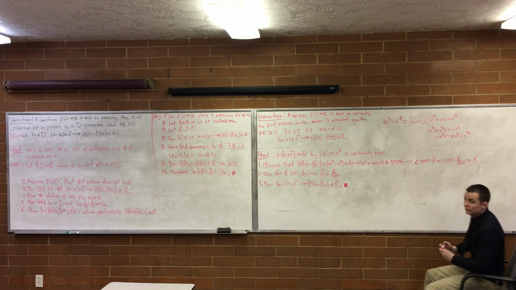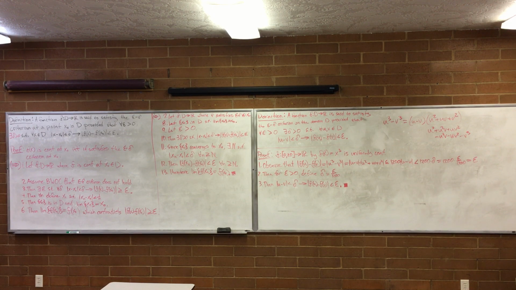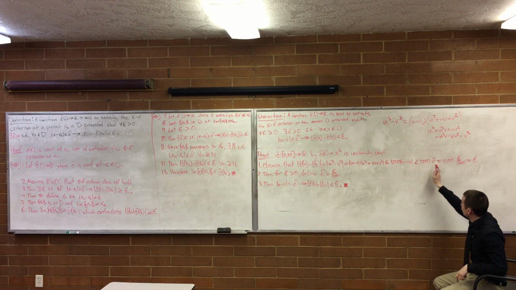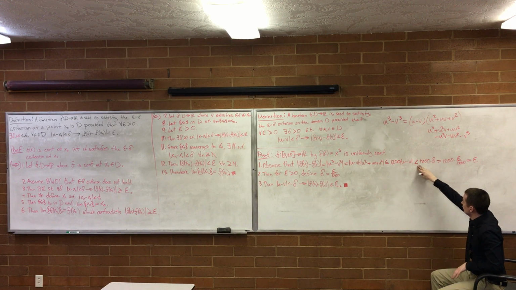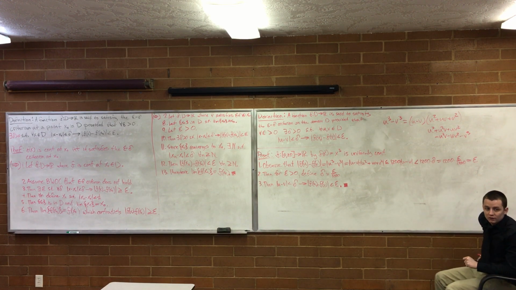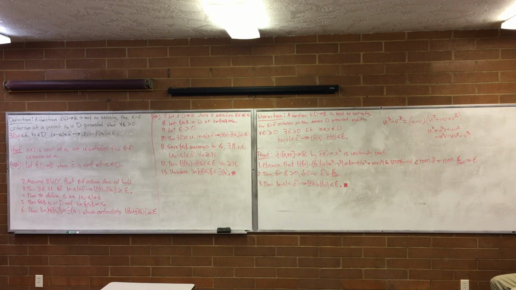Okay, I see it now. You're saying since u minus v is less than delta, the biggest it's going to get is delta. Well, since u minus v is less than delta, then 1200 times u minus v is less than 1200 delta. Right? We proved that way, way back. Any questions? Okay, that finishes 3.5.